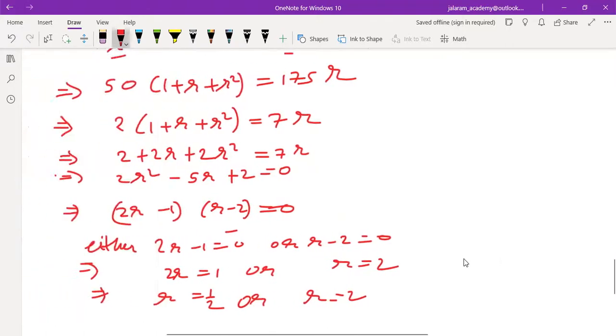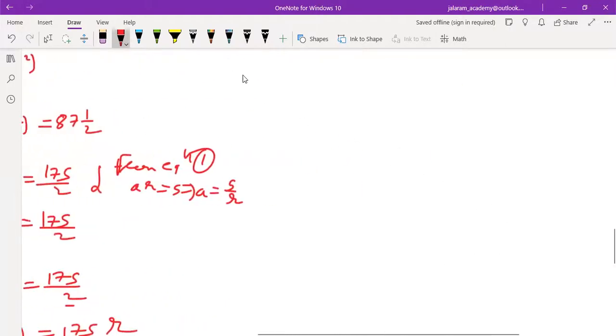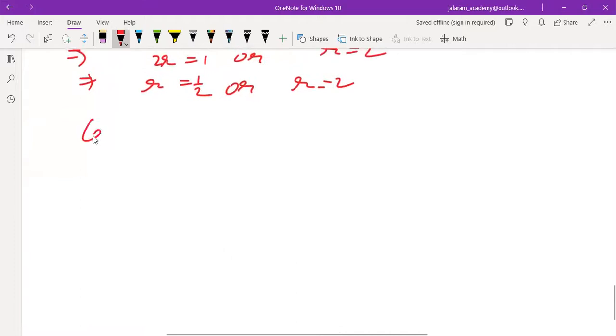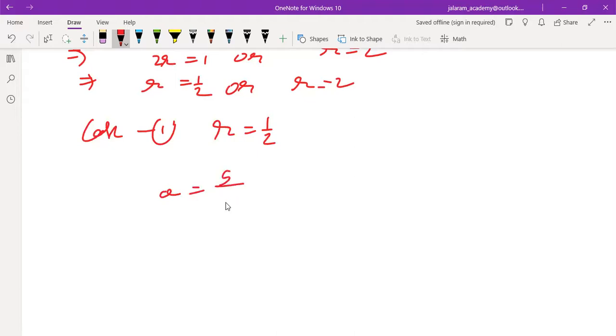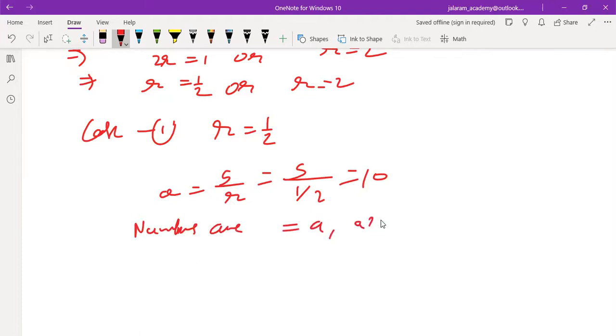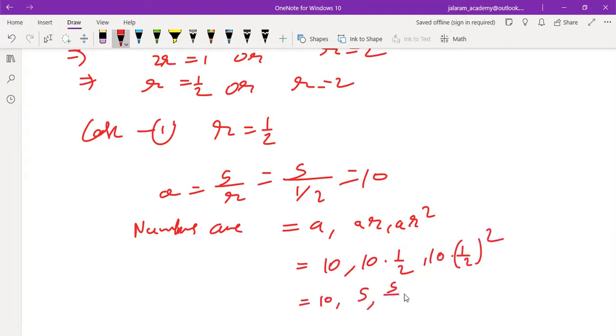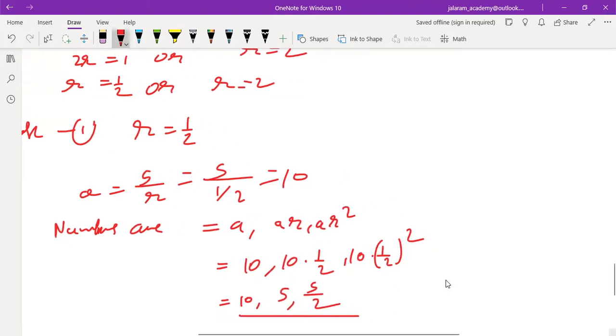So when we take case 1, as we have obtained R equals half, and we know that A is 5 by R, we get 5 upon 1 by 2, that is 5 into 2, it is 10. We have assumed that the numbers are A, AR and AR square. So in place of A, we write 10. In place of AR, we write 10 into half. In place of AR square, 10 into 1 by 2 square. So it is 10, 5, 5 by 2. These are in GP.